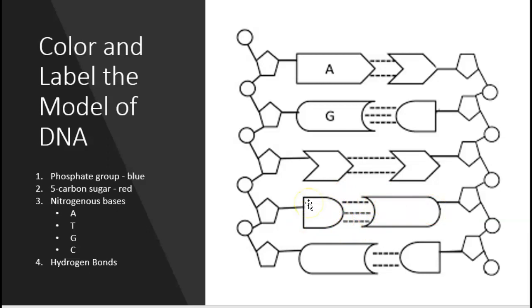The phosphate groups are the little circles here. You should be coloring those blue. And then on both of the backbones. And then the 5-carbon sugar is this little pentagon, and again on both backbones. The backbone is the phosphate group and the sugar, and then the nitrogenous bases pair together to hold the two rungs together. And then the hydrogen bonds are what hold those rungs together between the nitrogenous bases.